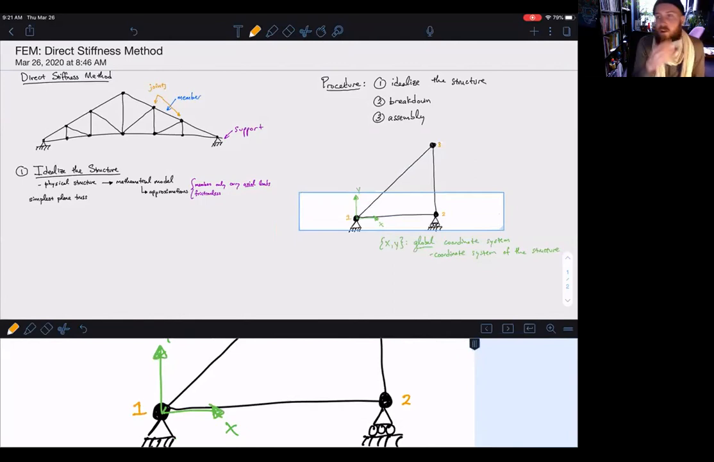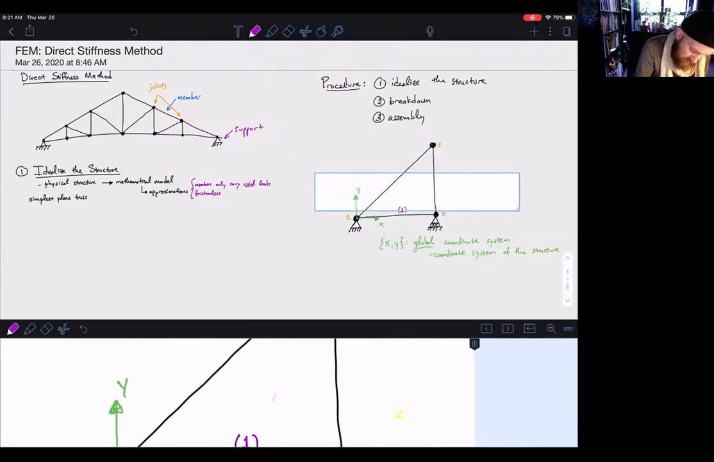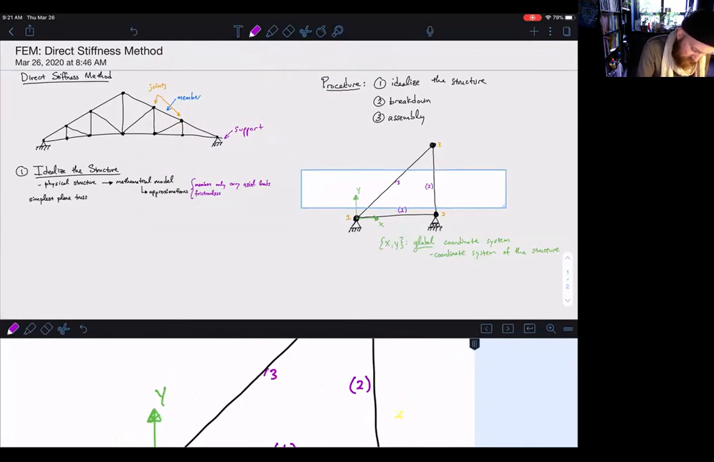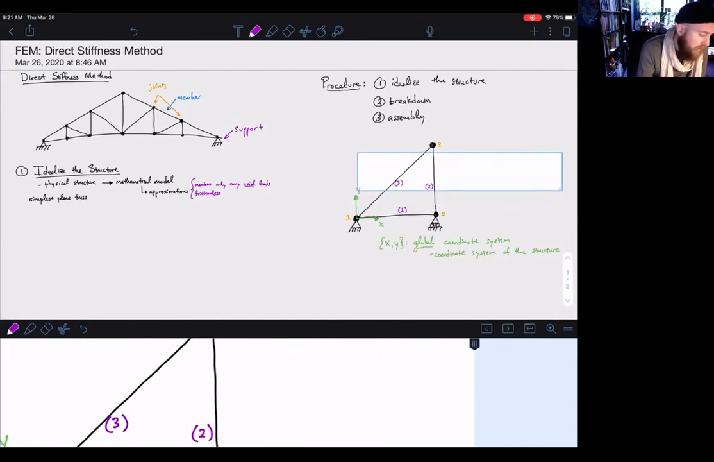And in addition to labeling the nodes with numbers, we're also going to label the members, except the difference is we're going to label the members within parentheses. So we'll call the member between 1 and 2, member 1. Between 2 and 3, we'll call this one member 2. And between 1 and 3, we'll call that one member 3. These members, it's easy to conceptualize them as a truss. We know that these members will have some sort of geometric and material properties.